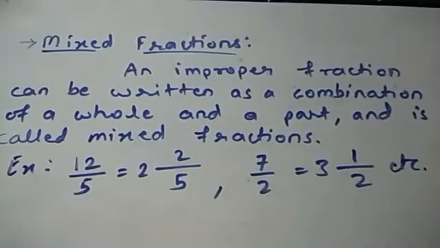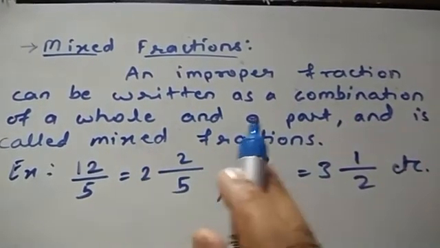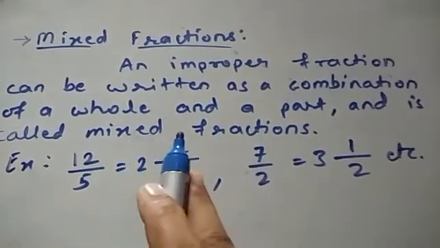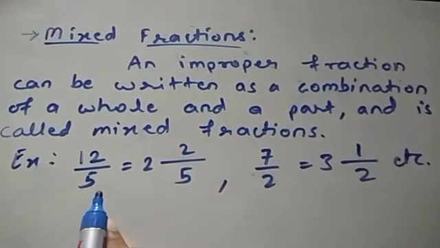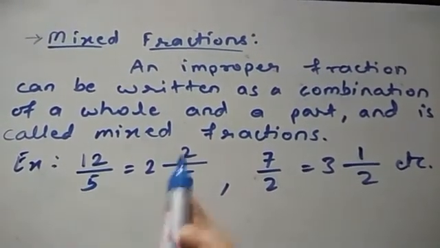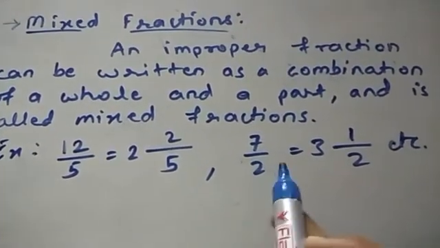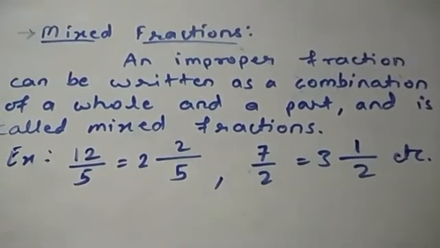Next type is mixed fractions. An improper fraction can be written as a combination of a whole and a part, and it is called a mixed fraction. Here we can see some examples. 12 upon 5 is an improper fraction that can be written as 2 and 2 upon 5. As well as 7 upon 2 is an improper fraction, and this can be written as 3 and 1 upon 2. So like that we can get many fractions.